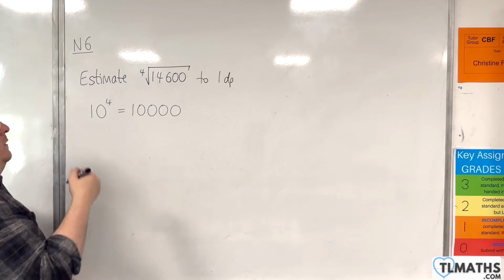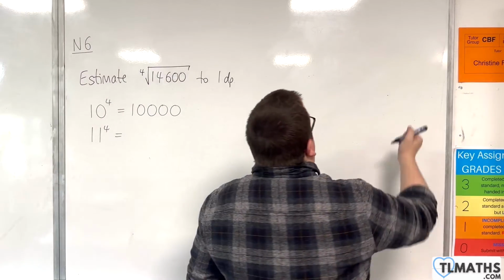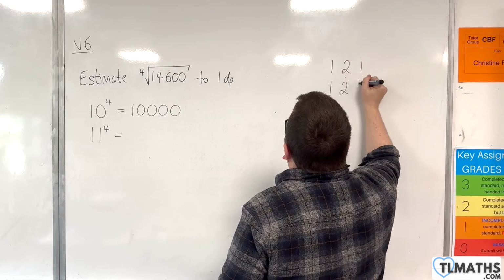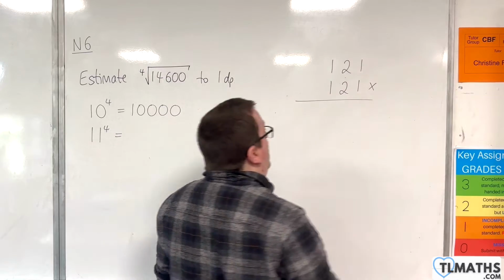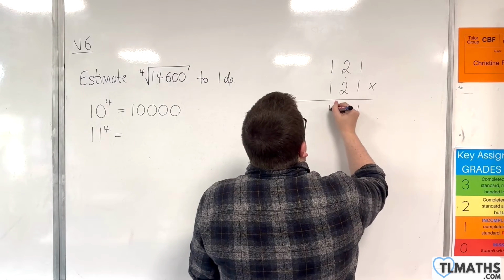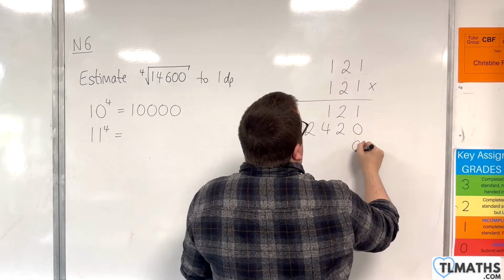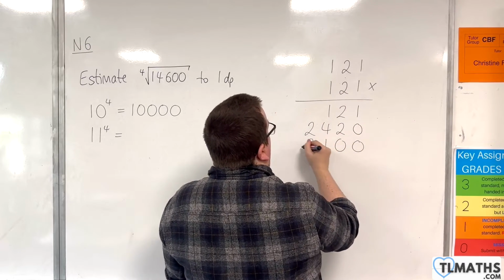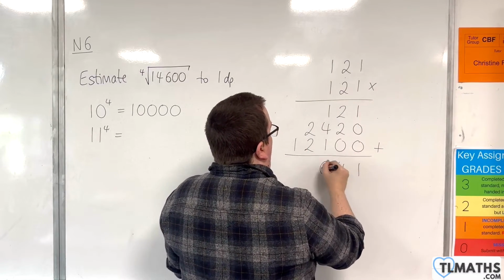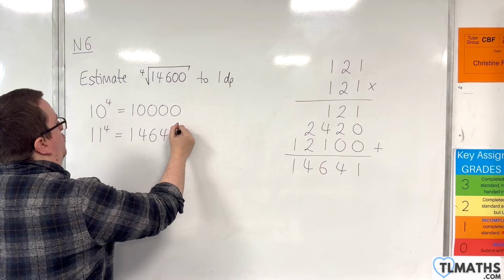Now 11 to the power of 4, I don't know what that is off the top of my head. So, I know that 11 squared is 121. So if I multiply 121 by 121, then that will be 11 to the power of 4. So we have 1 times 1, 1 times 2, 1 times 1, bringing a 0, then bring in 2 zeros, 1 times 1, 1 times 2, 1 times 1. Add those results together: 1, 4, 6, 4, 1.